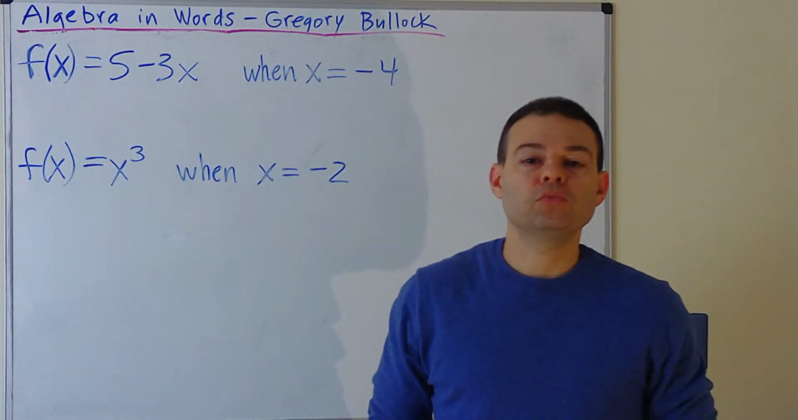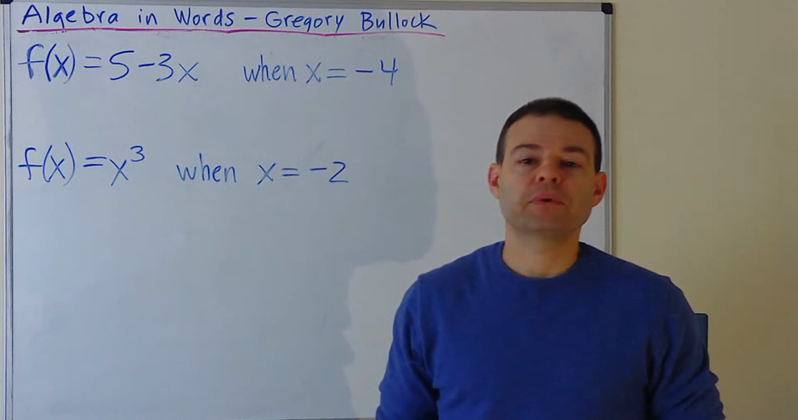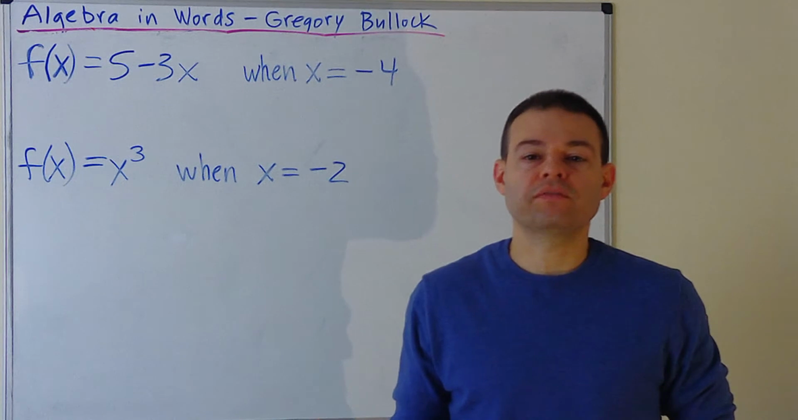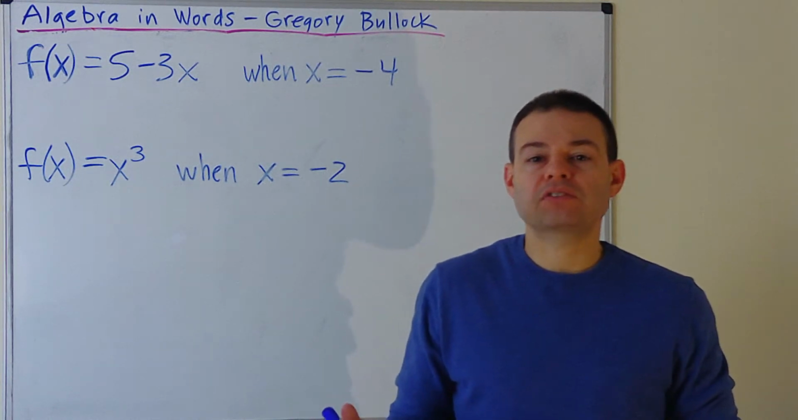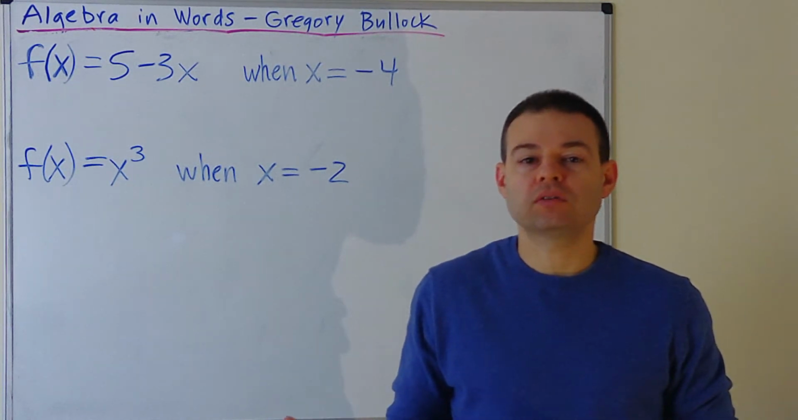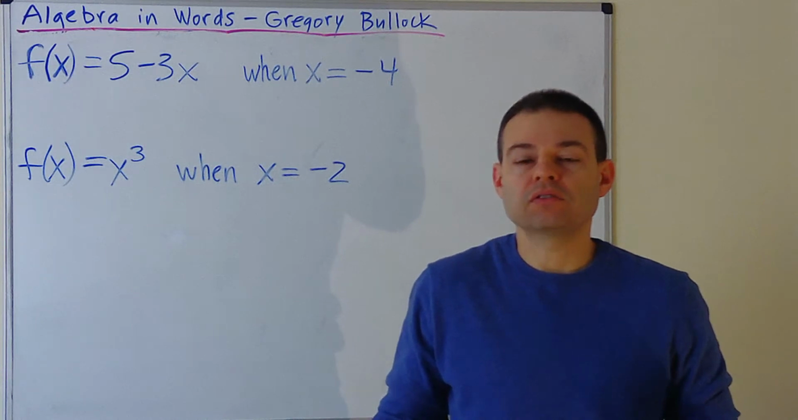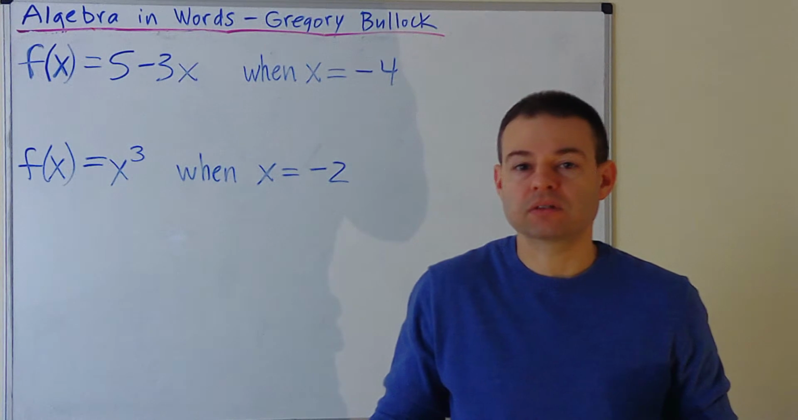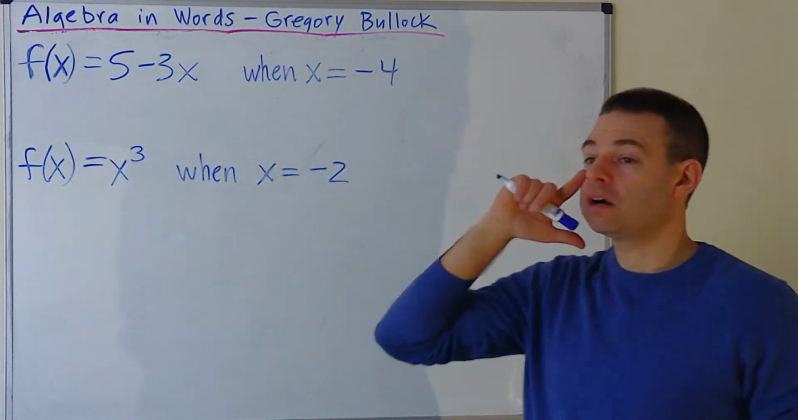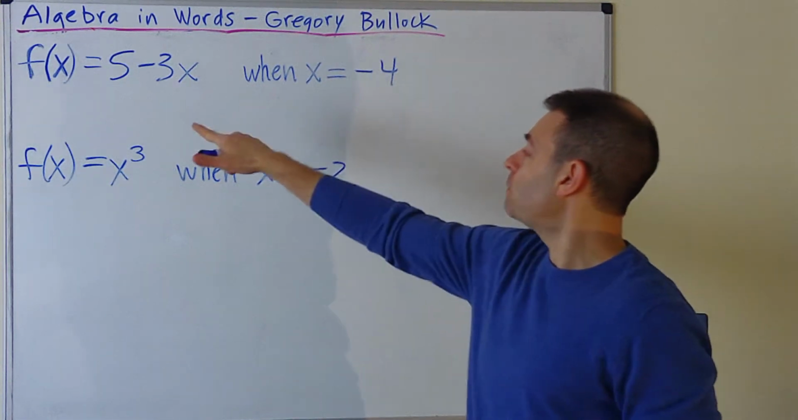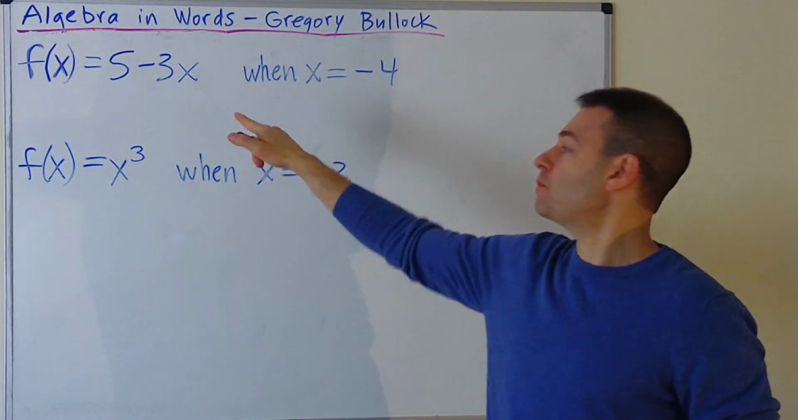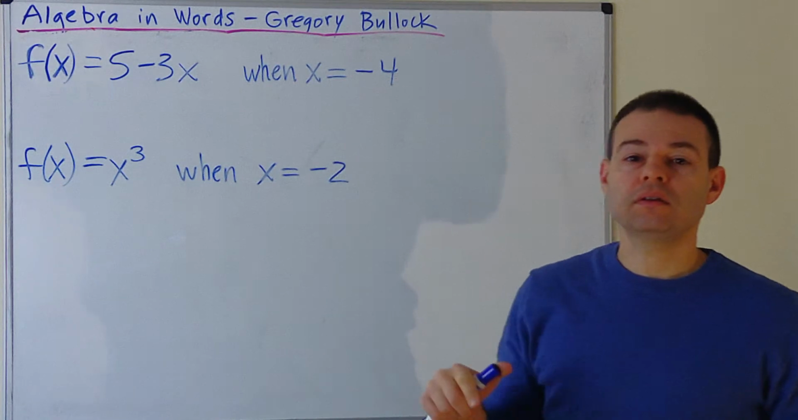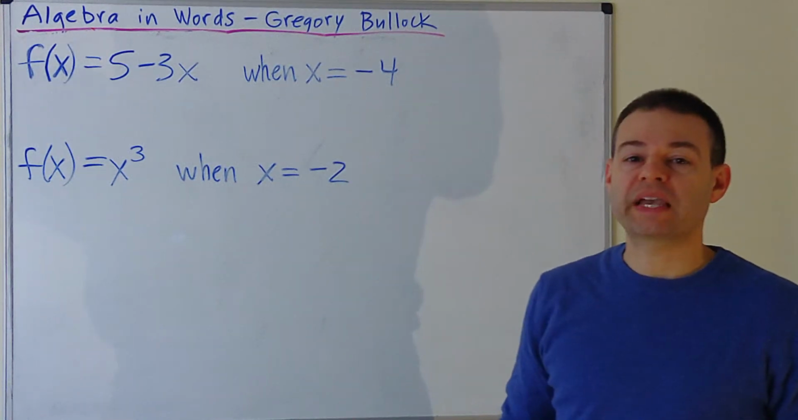Okay, so I have two problems on the board. And for problems like this, you're going to be given a function and given a certain value of x, and it's going to ask you to evaluate the function with the given value of x. These are very easy. All you have to do is plug in and simplify, and that's your answer. So let's look at the one above. Find f of x for the function f of x equals 5 minus 3x when x equals -4.